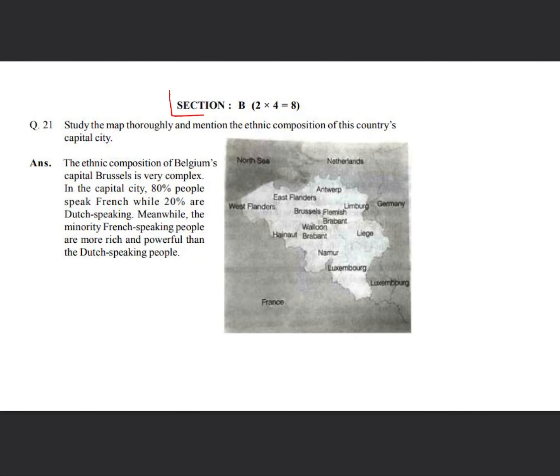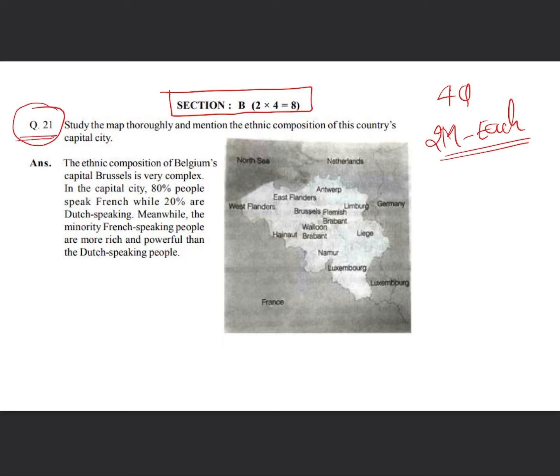Next section, section B. In this section, we will be having four questions for 2 marks each. So, the first question of this section and 21 question overall. Study the map thoroughly and mention the ethnic composition of this country's capital city.